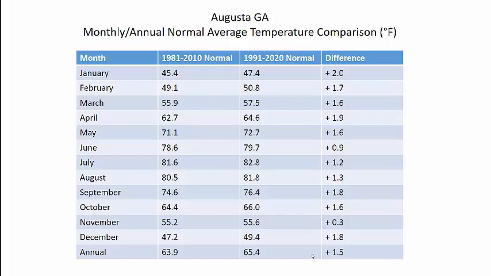For Augusta, Georgia, there was a greater increase in temperature observed there. Pretty considerable increase in most of the months, and the average annual temperature trended 1.5 degrees higher.